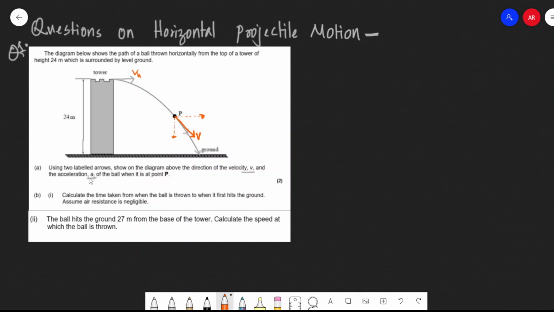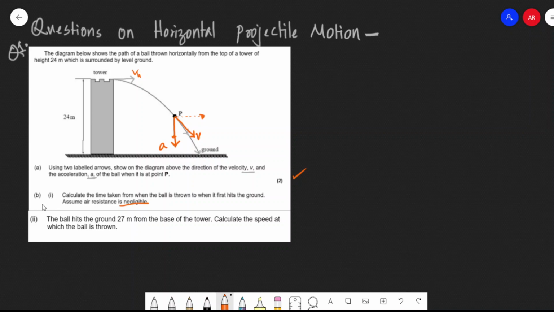And its acceleration, it does not have any horizontal acceleration because the air resistance has been considered negligible. It has only the vertical acceleration. So this is the vertical acceleration a, which is nothing but the acceleration due to gravity. So this is v, this is a. We have got the answer to question A.